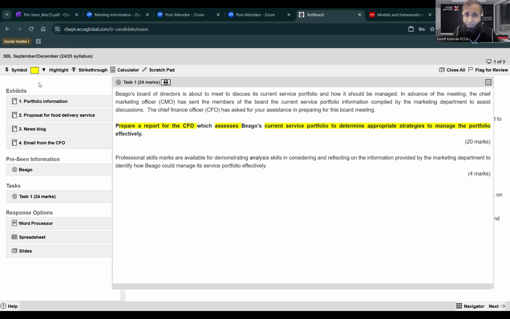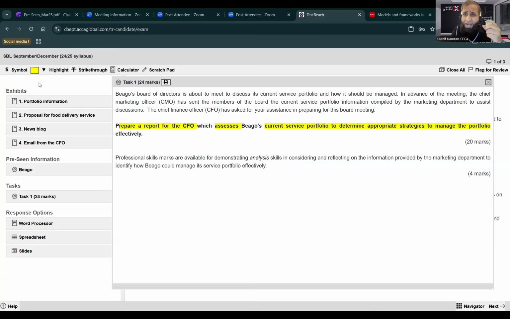So this organization is a service organization. So they have a service portfolio. So you need to assess the current service portfolio and you need to determine the strategy to manage the portfolio. Now, over here, there is no hint of a model. Some of the students who are clever enough can even think about a model, but there is no clear hint.